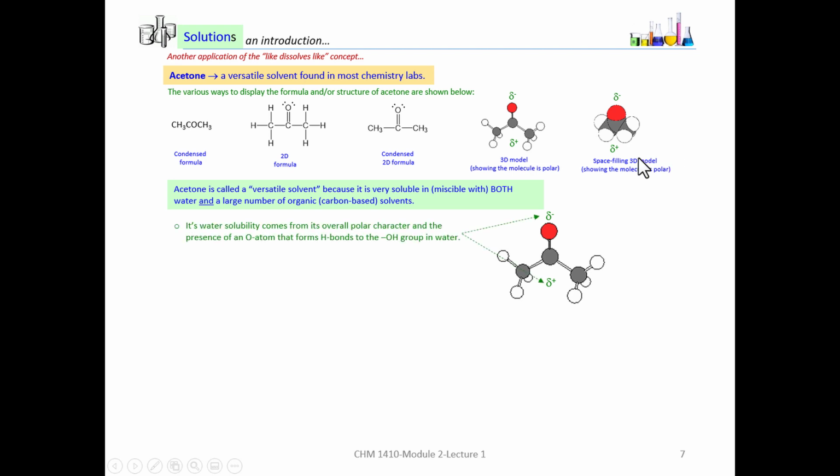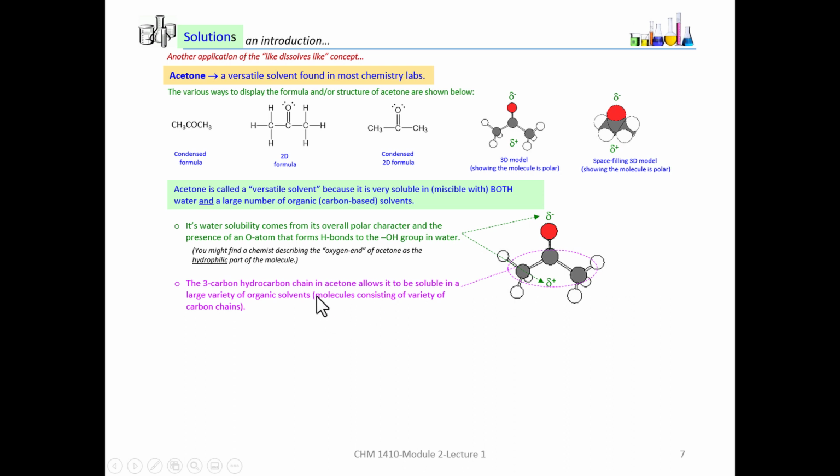So we say, look, its water solubility comes from the overall polar character and the presence of an oxygen atom that can form hydrogen bonds to the OH group in water. So you might find a chemist describing the oxygen end of acetone as the hydrophilic part of the molecule, the water-loving part.